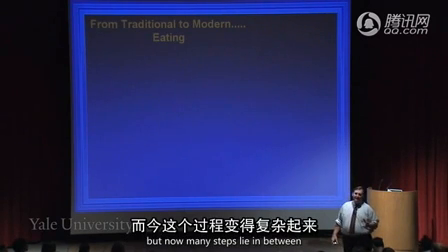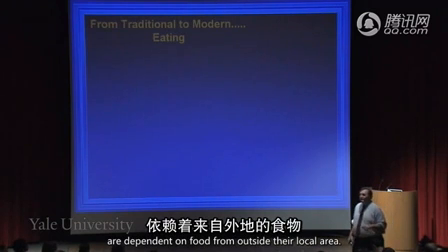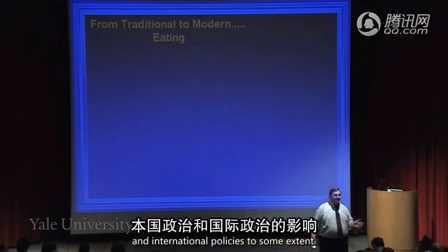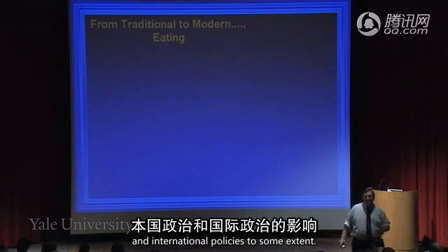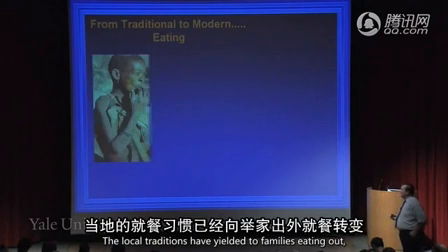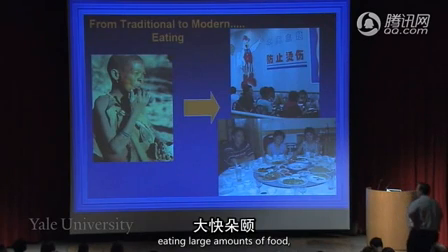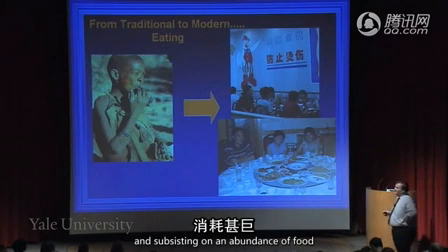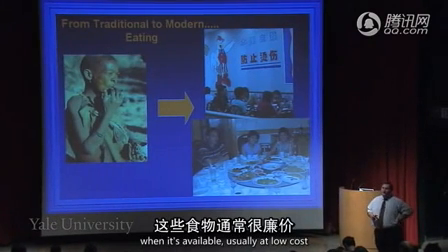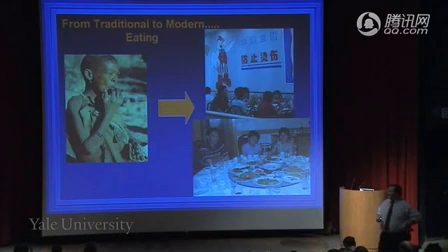But now many steps lie in between. And more people in the world are dependent on food from outside their local area. This is affected by national and international policies to some extent. We'll give you some examples of that today. But the local traditions have yielded to families eating out, eating large amounts of food, and subsisting on an abundance of food when it's available, usually at low cost. And this has by now pretty predictable consequences.